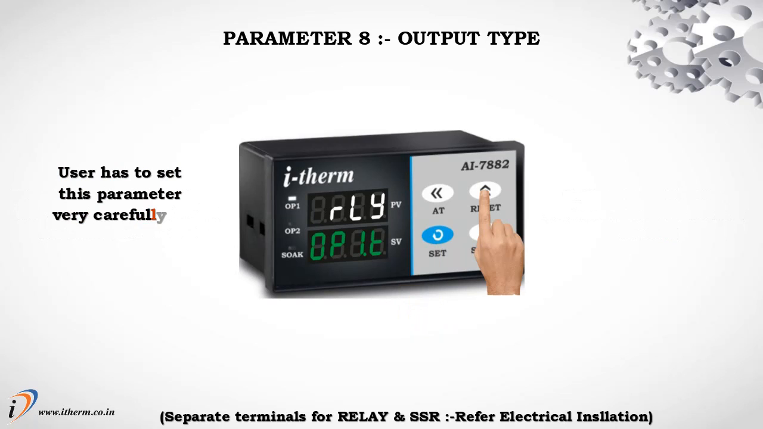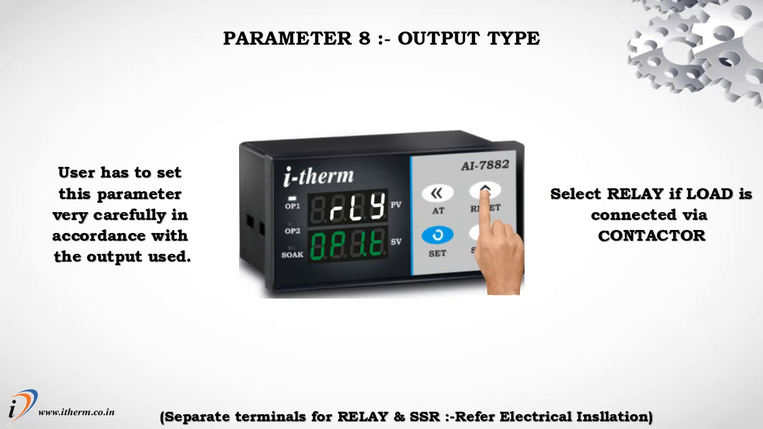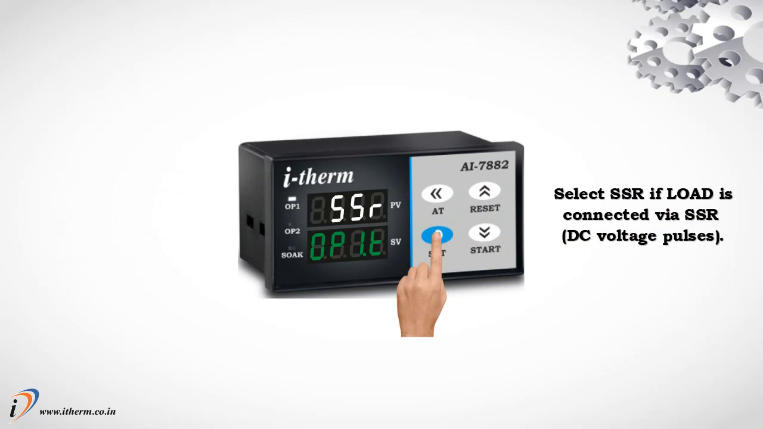Parameter 8, Output type. The user has to set this parameter very carefully in accordance with the output used. Select relay if the load is connected via contactor. Select SSR if the load is connected via SSR.